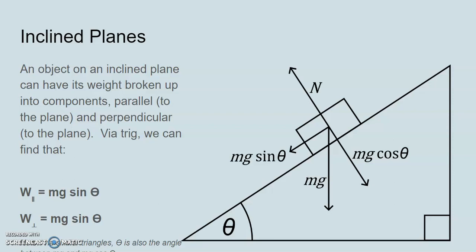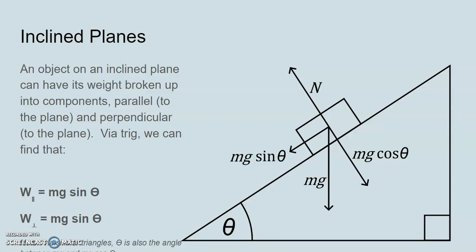In this case, if we use similar triangles, we can actually see that part of the object's weight can be thought of as pulling it down the plane, and part of the object's weight can be thought of as holding it onto the plane. So with the similar triangles argument, we can find out that the so-called parallel component of weight that pulls it down the plane is equal to mg, its weight, times the sine of theta. And the component that holds it onto the plane is mg times the cosine of theta.